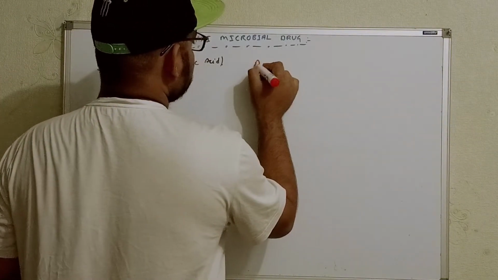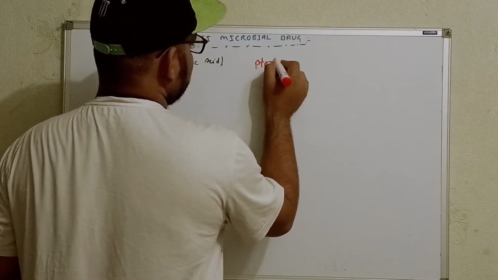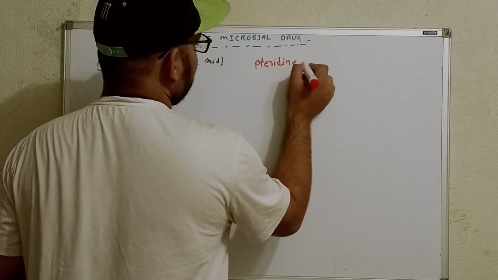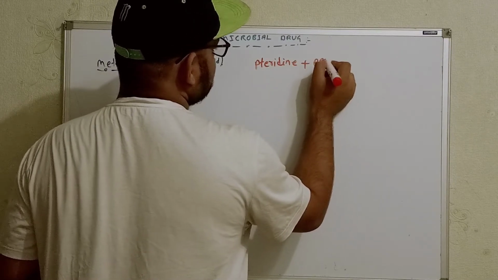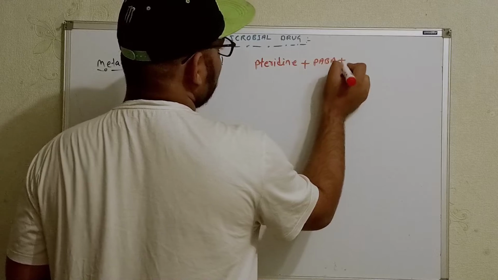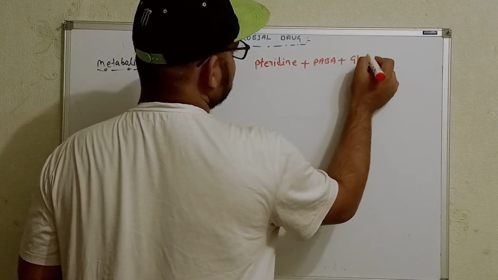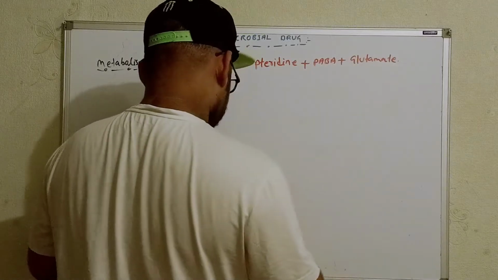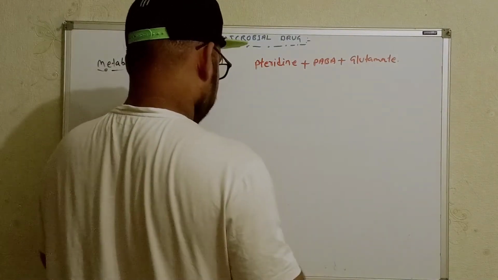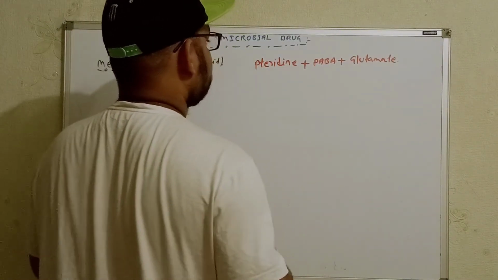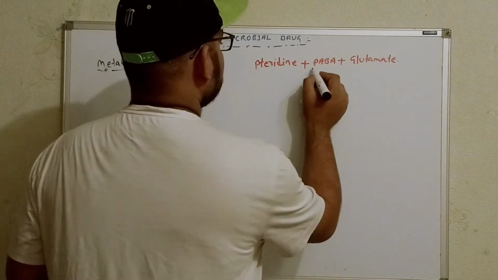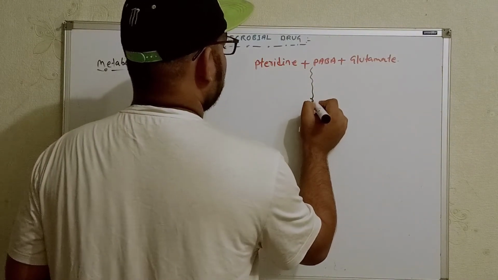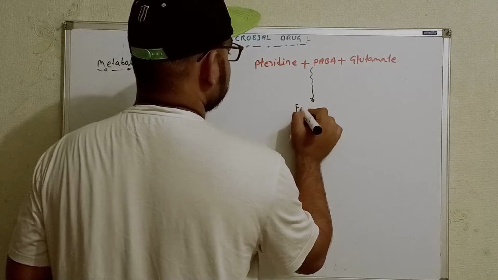Now see, if we look at the composition: pteridine, para-aminobenzoic acid, and glutamate. These three components are required to form the compound that will help in the formation of DNA. From here, we will get a compound known as folic acid.